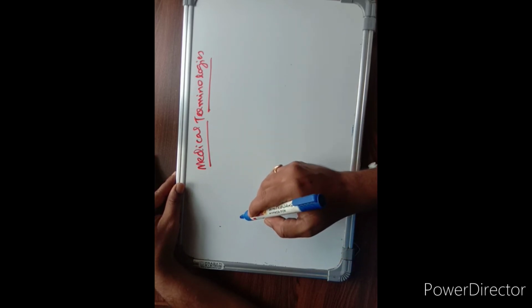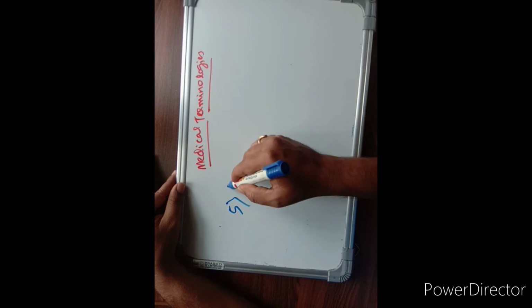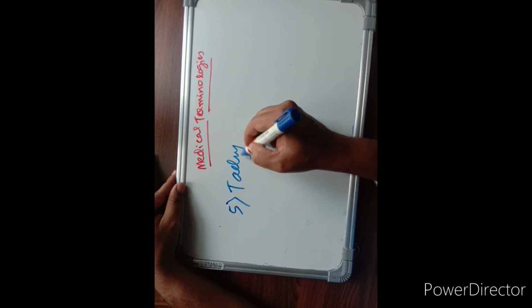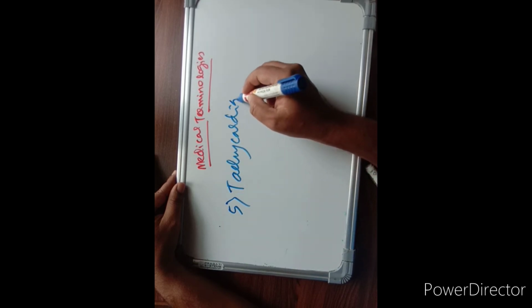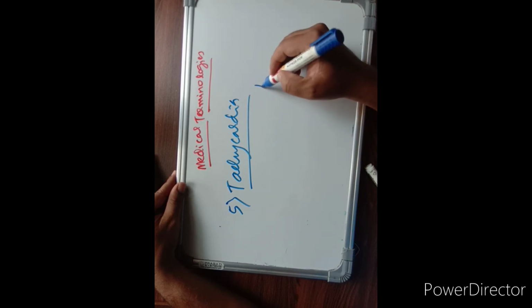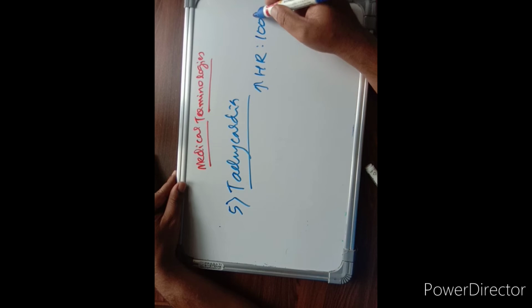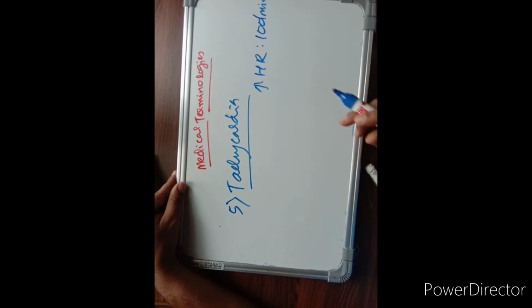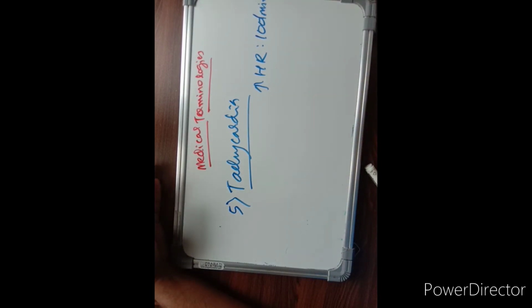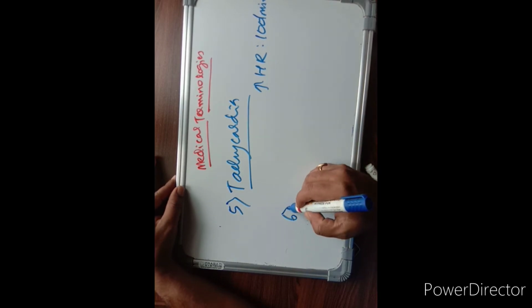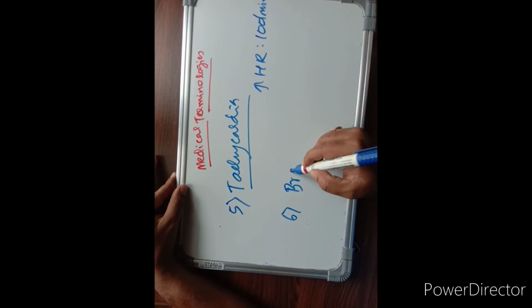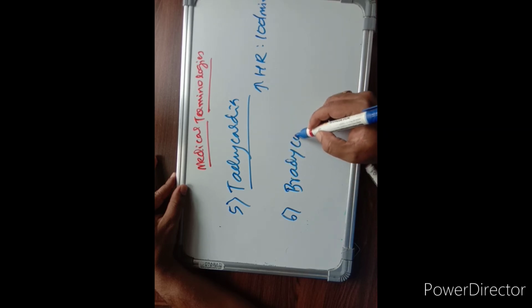Next one is tachycardia. Tachycardia is when the patient's heart rate increases. When the heart rate is more than 100 per minute, it indicates tachycardia. So if the patient's heart rate increases more than 100, it is known as tachycardia. Okay, and the opposite of tachycardia is bradycardia.